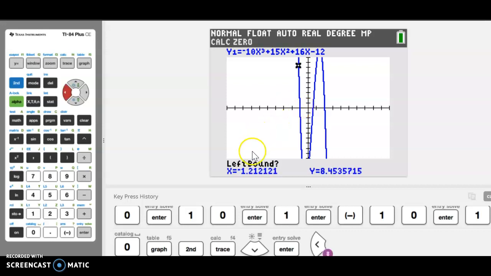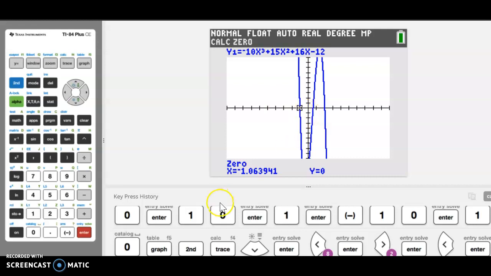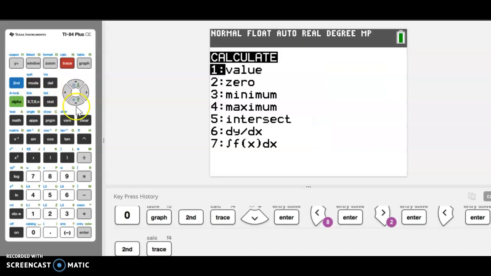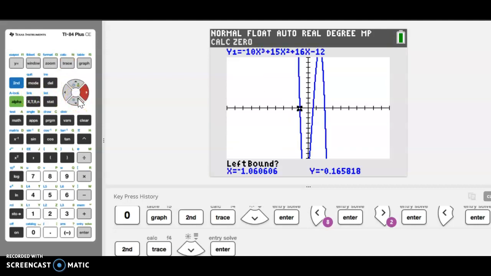So I need to follow the directions. It says left bound. Go to the left of this point. Yes, I know it's above it, but it's to the left. Hit enter. Go to the right of this point and hit enter. And then guess near the point. Oh. That's an ugly decimal. Well, that's not going to help me. I need it to be a nice round integer or rational number. That's an irrational number. So I try again. So this one looks like an ugly decimal, so I'm not going to try to find it right now.